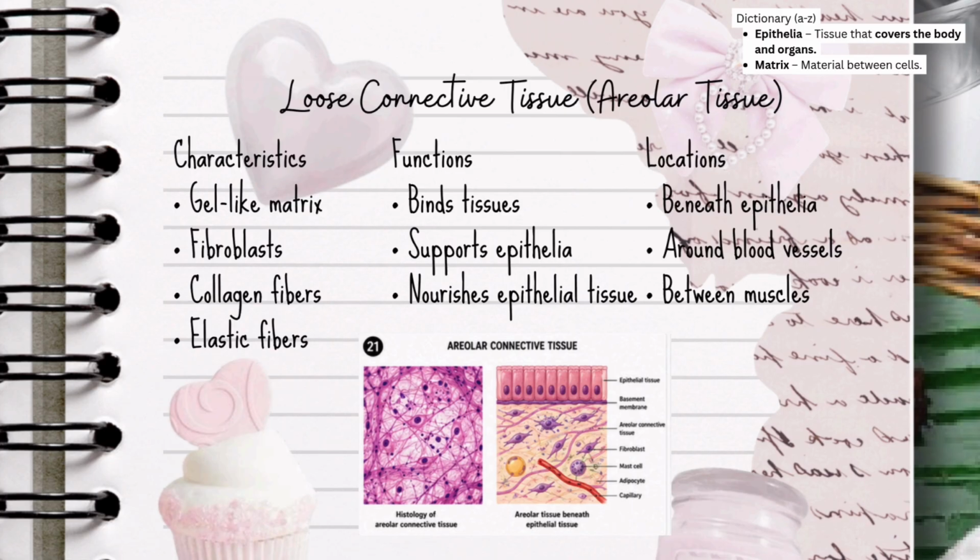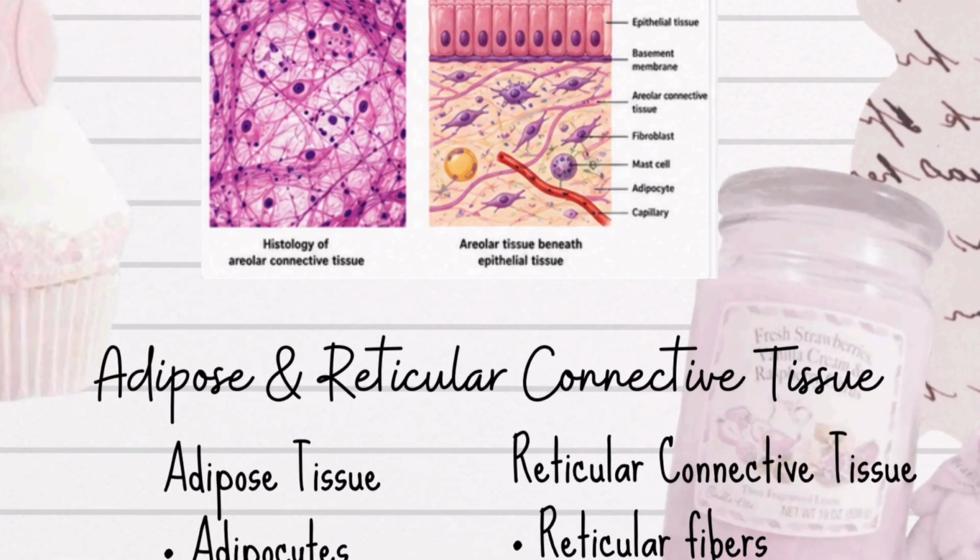Remember that epithelial tissue has no blood vessels. Nutrients and oxygen must diffuse from nearby blood vessels located within the areolar connective tissue. In other words, areolar tissue helps nourish the epithelial tissue lying above it. Because of its loose arrangement, it also provides flexibility while cushioning surrounding structures. Areolar tissue is only one type of loose connective tissue. Let's look at two other specialized forms.